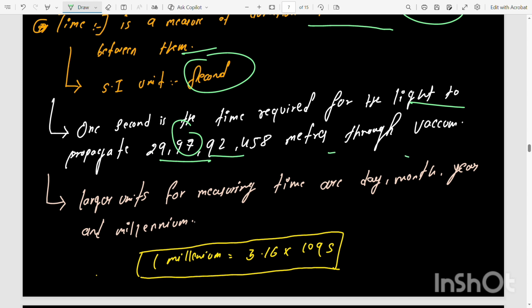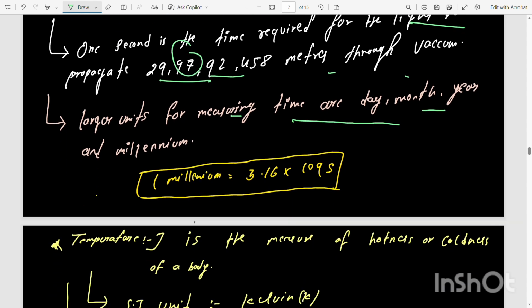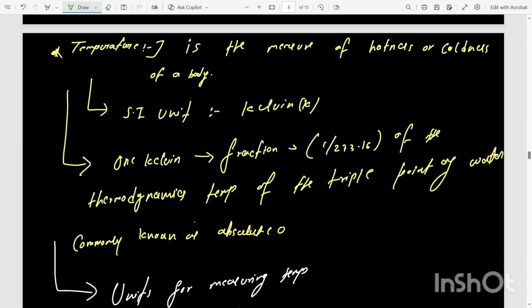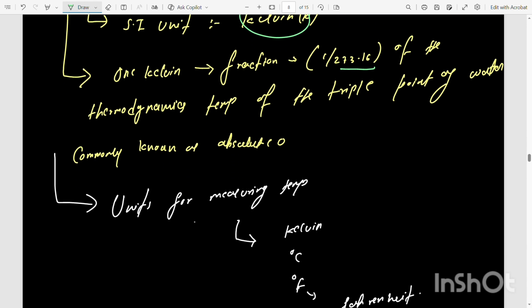Now you can see your time. It is a measure of the duration of an event and the interval between them. And the SI unit is second. 1 second is the time required for light to propagate 299,792,458 meters through vacuum. And the larger units for measuring time are 1 day, month, year, and millennium. And 1 millennium is 3.16 into 10 to the power 9 seconds.